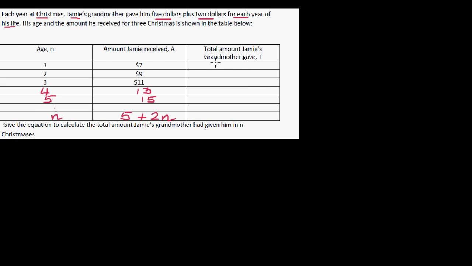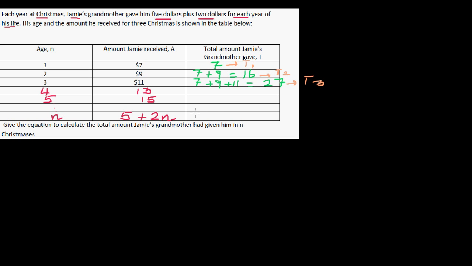In the first year, she gave, let me use a different color, say $7. In the second year, she gave 7 plus 9, which is 16. In the third year, she gave 7 plus 9 plus 11. That is 27. So this is basically your T1. Let's call this T1, this T2, and this T3. If you continue, I hope you see the pattern.